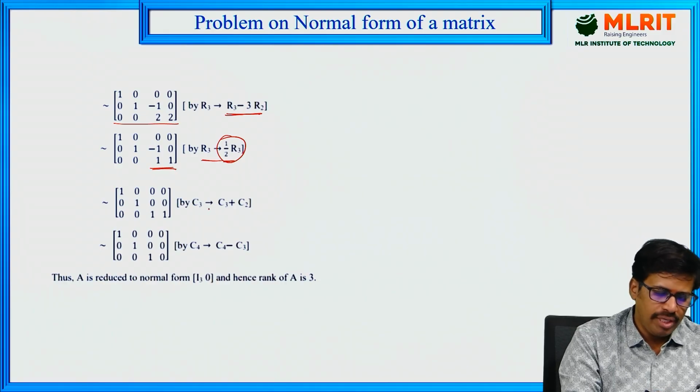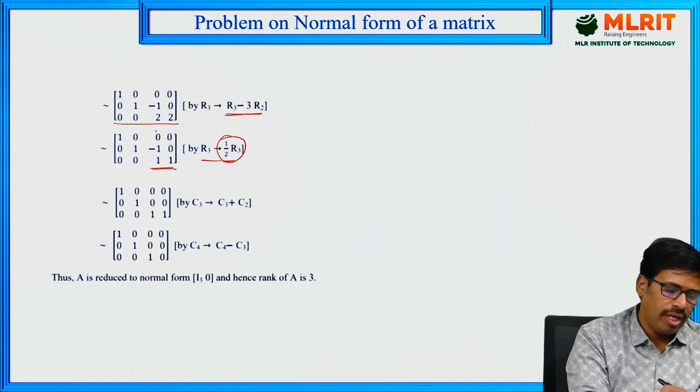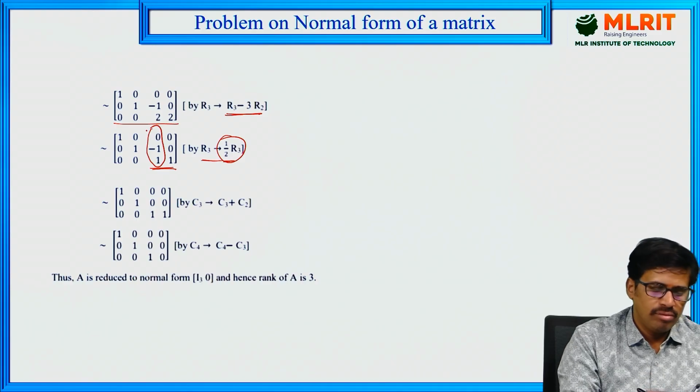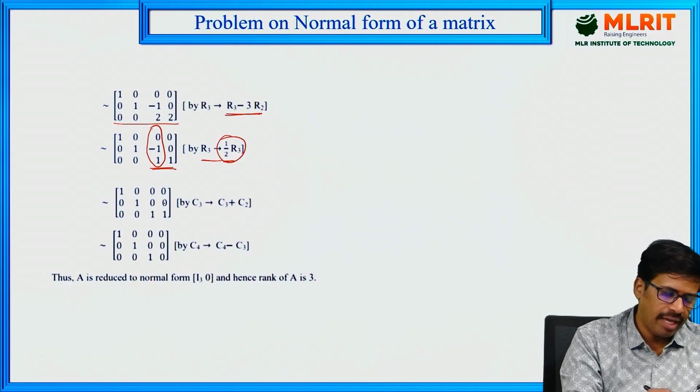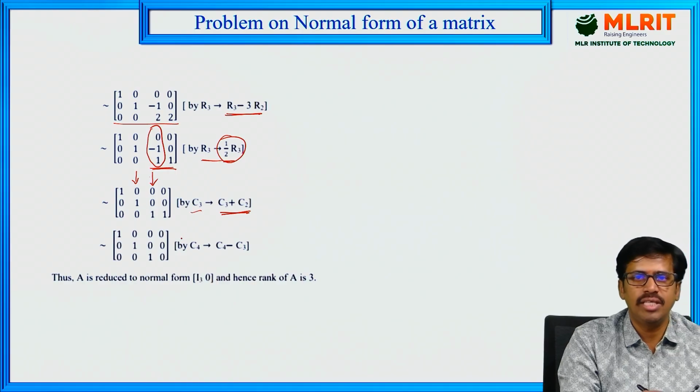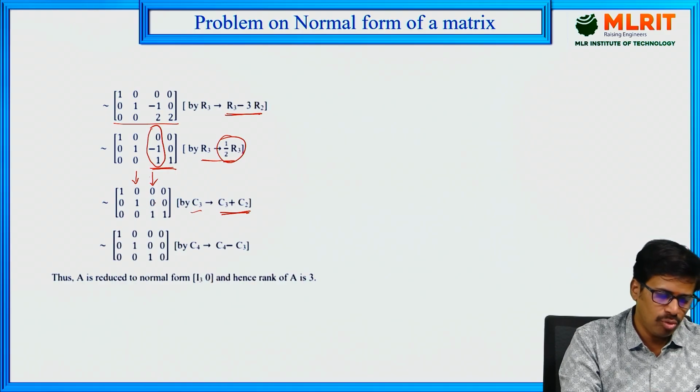Now coming to C3 tends to C3 plus C2. Here we have third column 0, minus 1, 1. But I want 0, 0, 1. So this is second column, this is third column. Add these two columns, then we get C3 elements, which is 0, 0, 1.